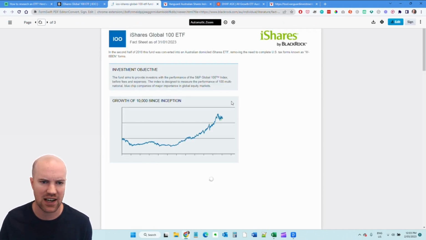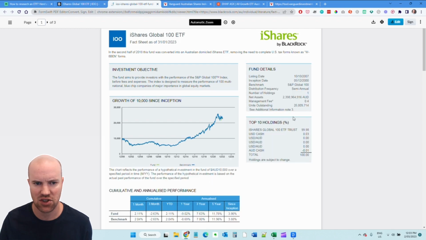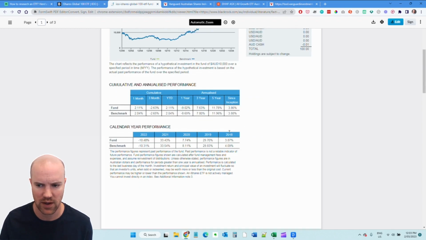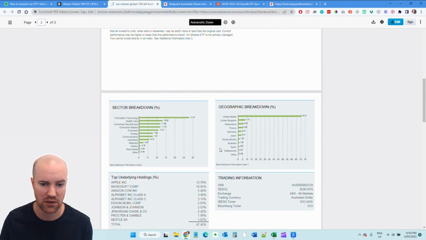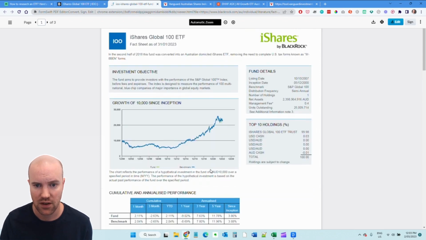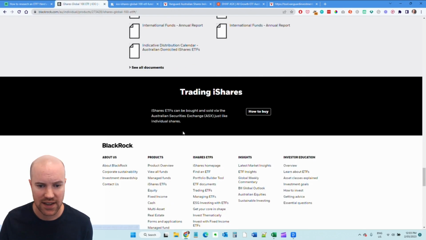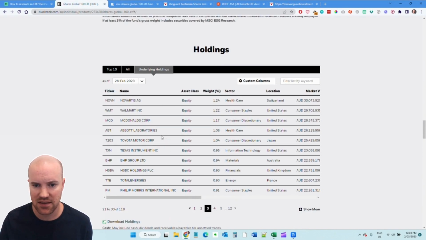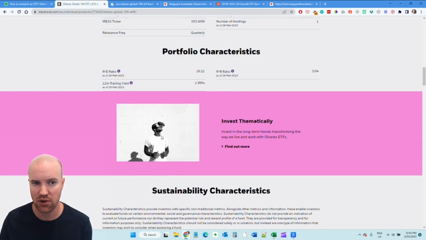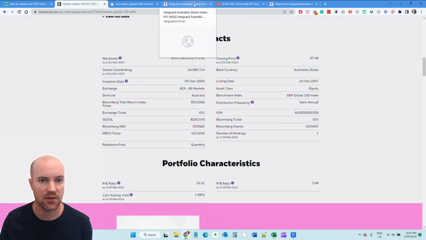Yep, so it's got the chart, it's got pieces of information that I just looked over, holdings, inception dates, performance, and so forth. So that might just be a quick fire way to get all that information we just talked about. That's IOO, and that's pretty much how I like to look at a product page. Now let's go to one from Vanguard.